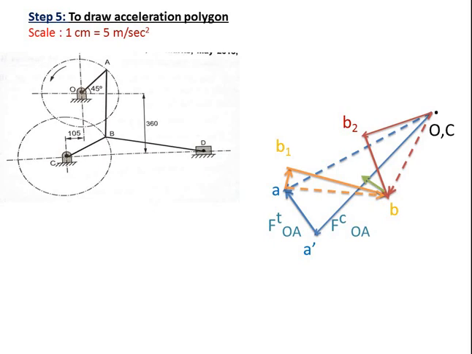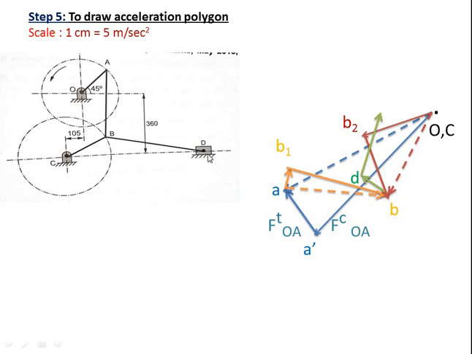Now perpendicular to this is the tangential component of BD. So just draw a line perpendicular to this centripetal component. This is the tangential of BD. Now we don't know the magnitude of the tangential component, so keep that vector as it is.